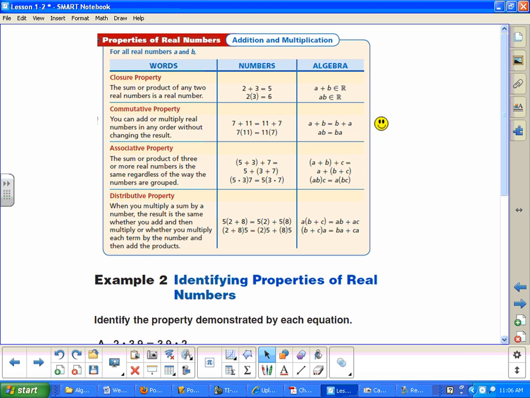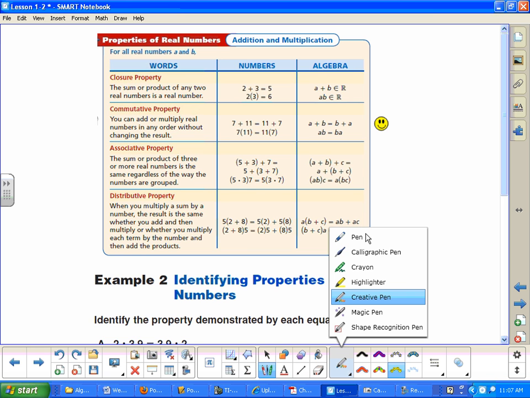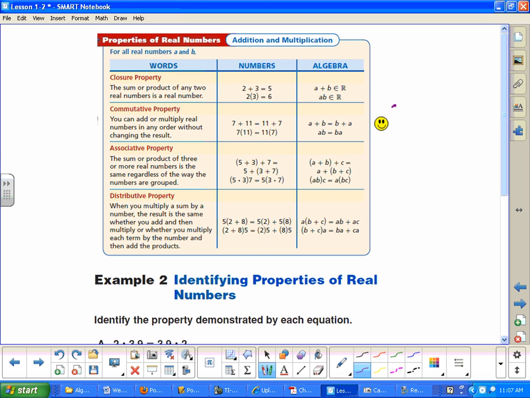But we do use this one here, the commutative property of addition or multiplication. And all the commutative property means is we're going to change the order. So if we're adding 7 and 11, that's the same as adding 11 plus 7. If I'm multiplying 7 times 11, it's the same as multiplying 11 times 7. The commutative property means we're just going to change the order.